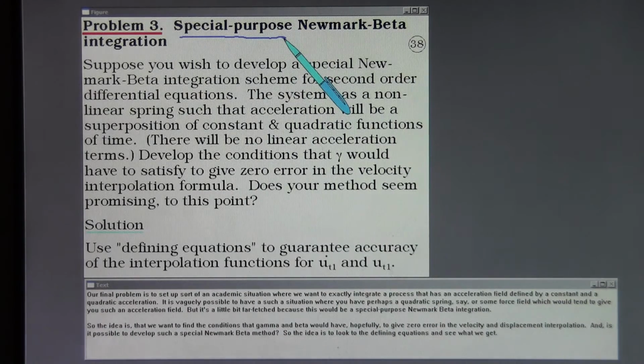So the idea is that we want to find the conditions that gamma and beta hopefully would have to give zero error in the velocity and displacement interpolation. And is it possible to develop such a special Newmark Beta method? So the idea is to look to the defining equations and see what we get.